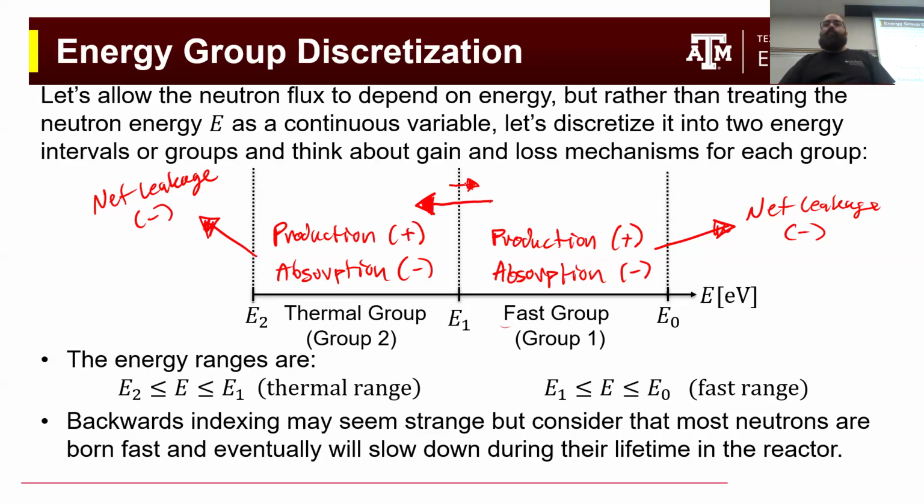So I'm going to draw an arrow that goes from the thermal group to the fast group as well. But I'm drawing that arrow smaller on purpose to just remind us that it's much more likely that neutrons scatter down to a lower energy than it is that they scatter up into a higher energy. So these back and forth arrows represent my scattering.